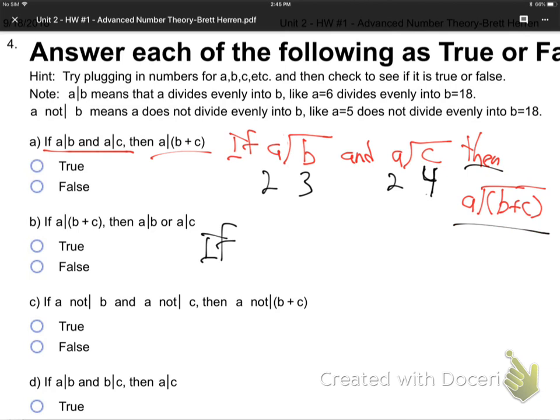So is that true? What's A? 2. Does that go into B plus C? What's B plus C? 3 plus 4? 7. Does 2 go into 7 evenly? No. So maybe this is false.